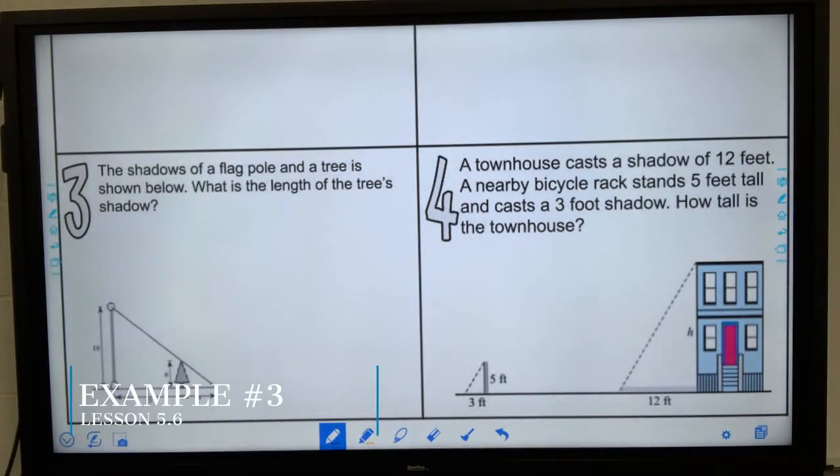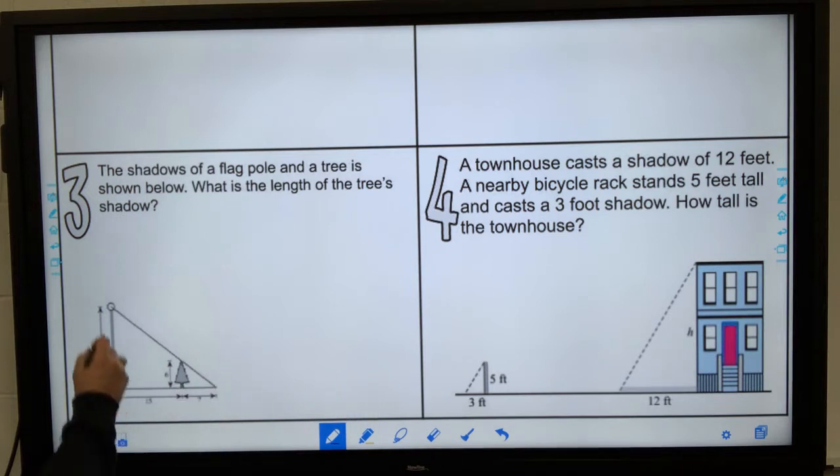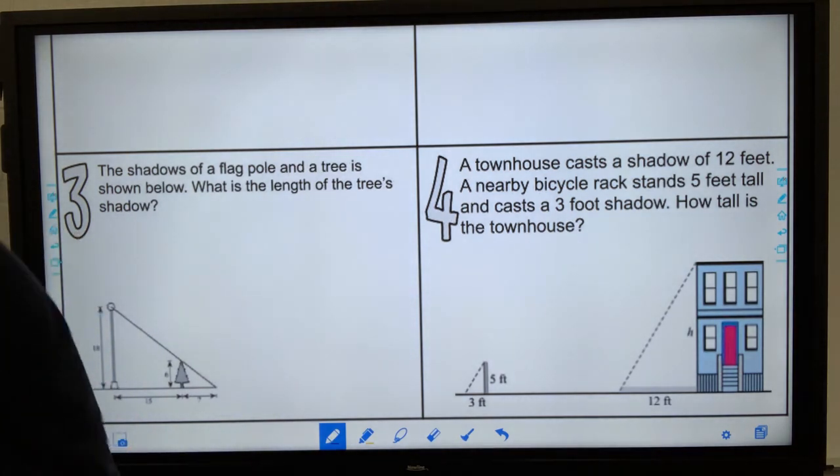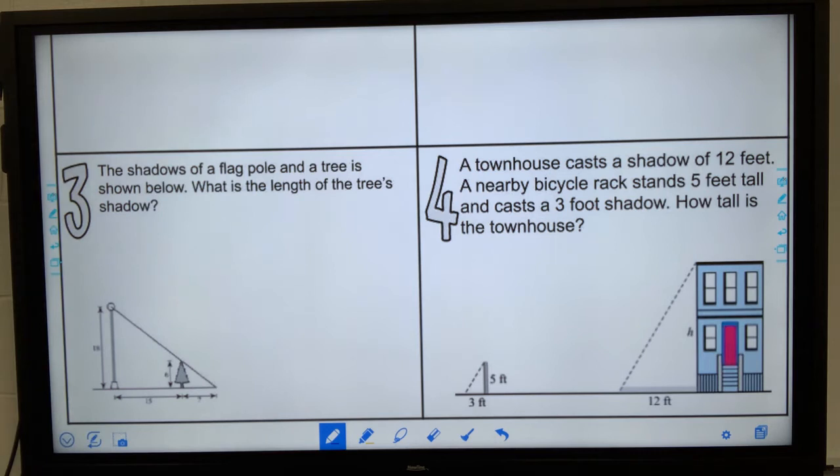All right, next thing we're going to look at example number 3. So it says the shadows of a flagpole and a tree is shown below. What is the length of the tree shadow? So technically speaking, we have two different right triangles just like we did over there. So I'm actually going to end up drawing both of these and seeing how both of them work here. Eighteen and 6 and 15, question mark.